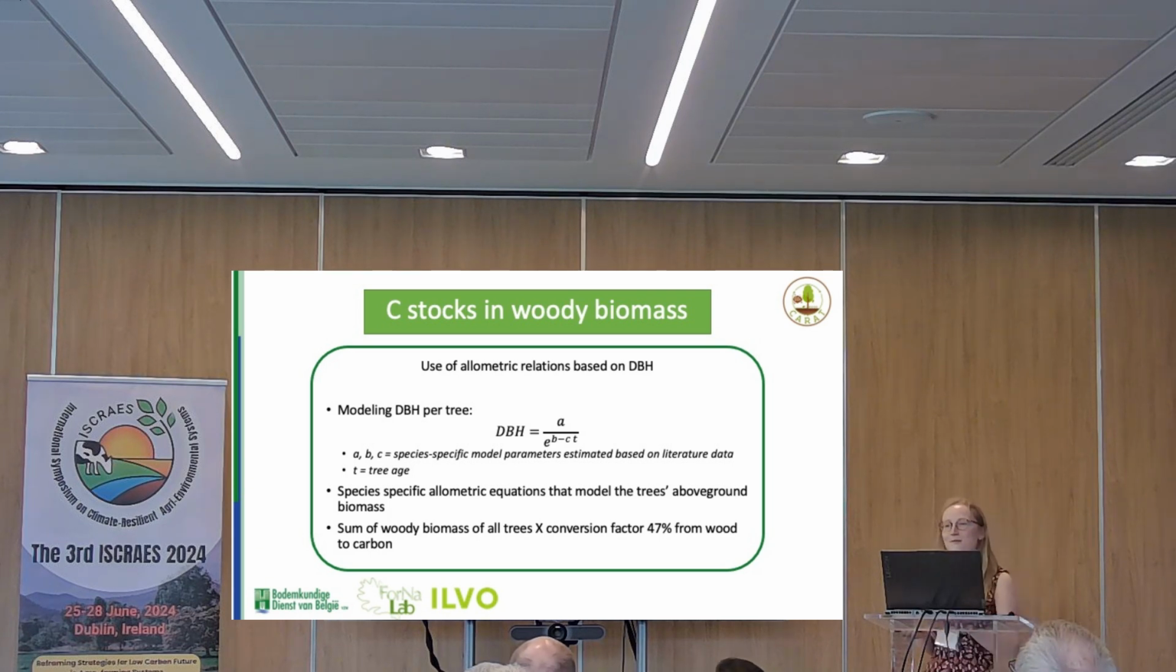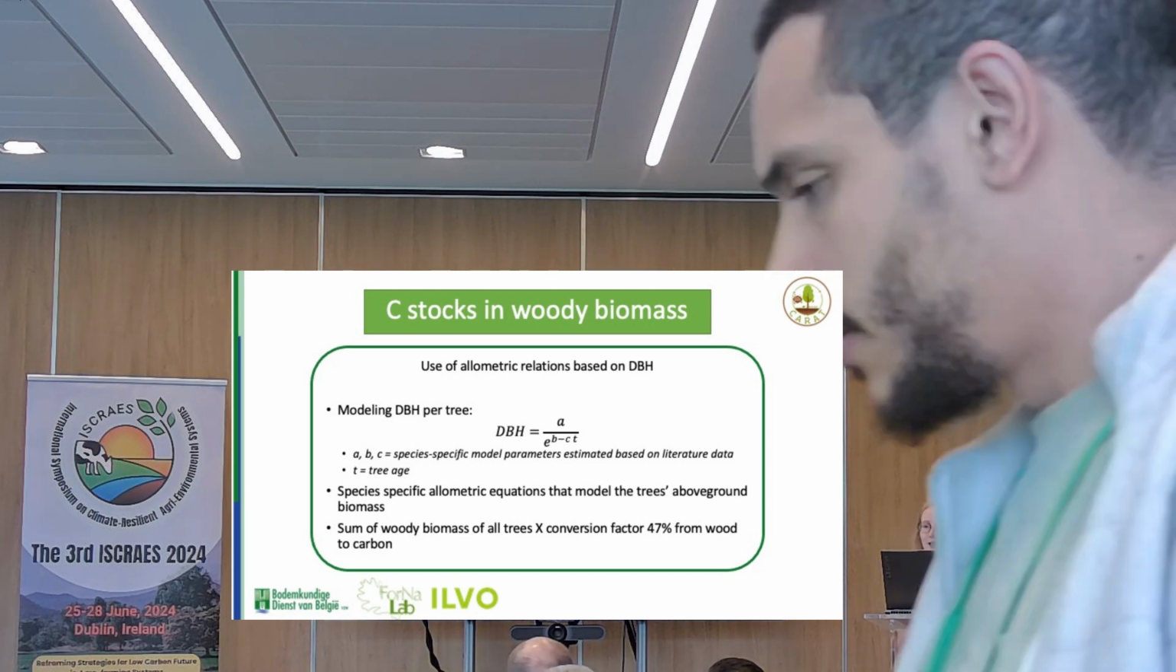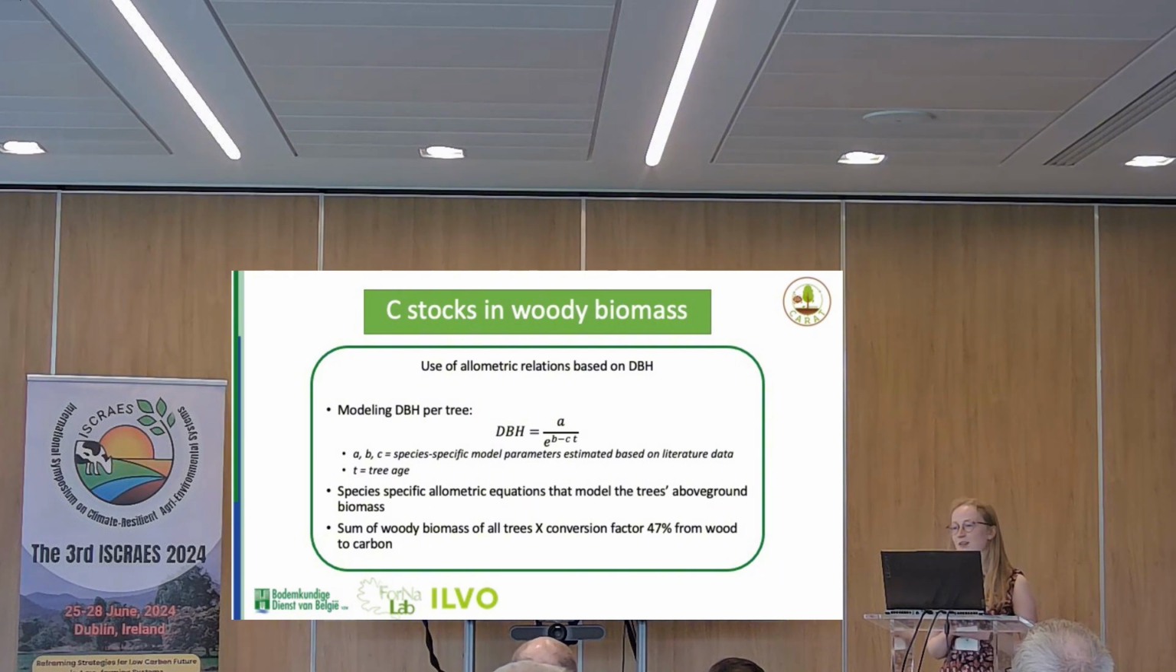Next, I will give some information about calculations. As I said, the carbon stocks in the above ground woody biomass will be incorporated into the model. To calculate these, we use species-specific allometric relationships that are based on the diameter at breast height of the trees. We will model the DBH per tree, and as input for that logistic regression, we use species-specific parameters based on literature data that we found. This equation also takes into account the age of the tree.